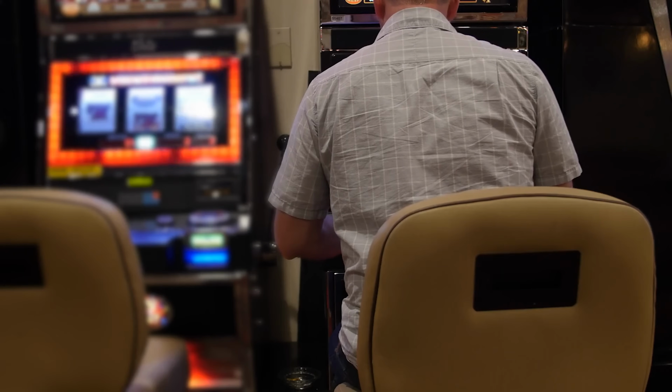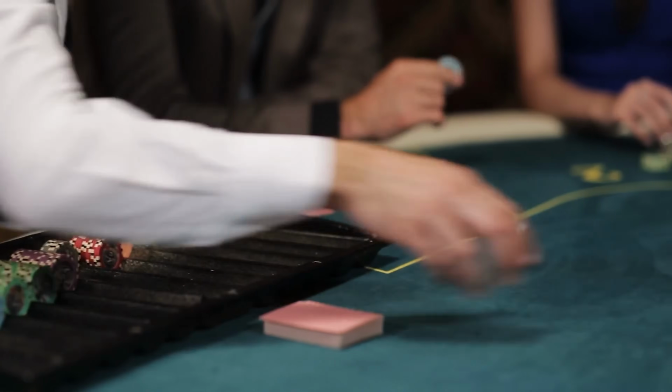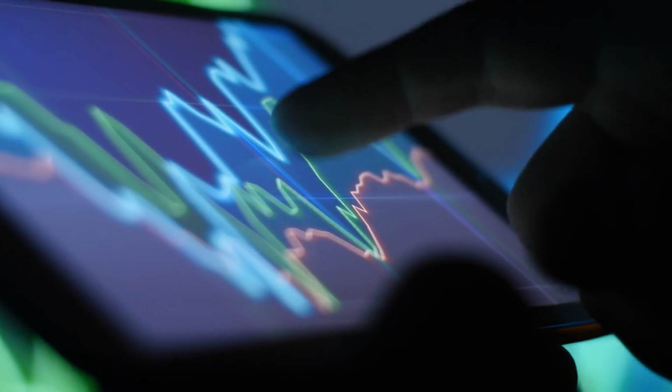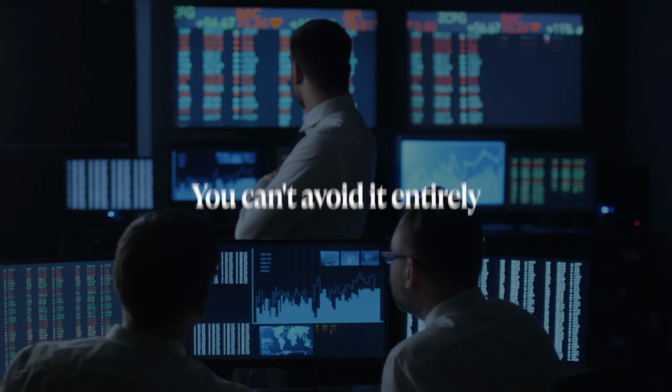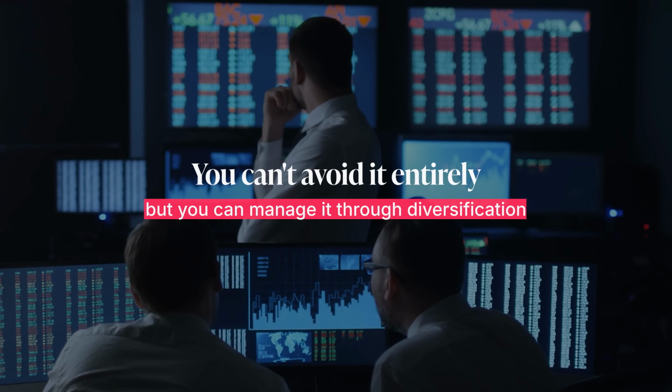So let's bring all of this together. Investment risk is not about gambling or recklessness. It's the natural uncertainty that comes with putting money into assets that can go up and down in value. And it's the same thing that gives investing its potential to grow your wealth over time. You can't avoid it entirely, but you can manage it through diversification, through investing in funds, and through matching your approach to your personal goals and time horizon.